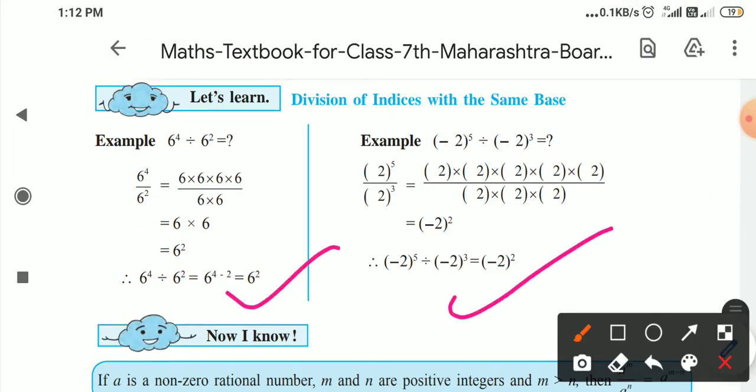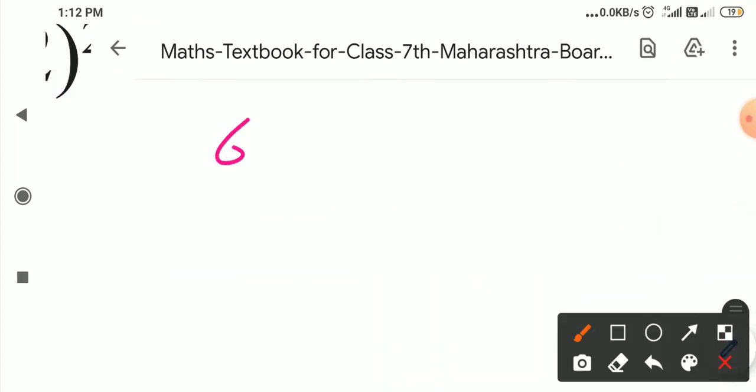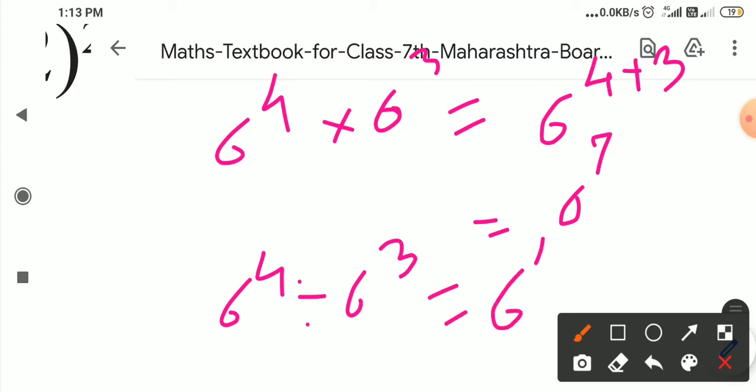These two. Okay. What I told you in short, if I take one example, that is 6 raised to 4 into 6 raised to 3, then if multiplication is there, we have to do addition of the indices. So here it is 6 raised to 7. And instead of multiplication, if the divide sign is there, 6 raised to 4 divided by 6 raised to 3, then 6 raised to 4 minus 3 is equal to 6 raised to 1. 4 minus 3 is 1, and 6 raised to 1 means 6 only. So this is in short how to solve it.